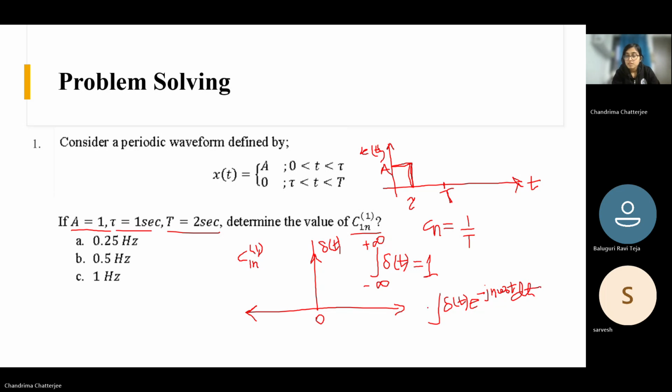Okay. And outside there will be 1 by t, of course. So this will give us 1 by t. So at t equal to 0, this value becomes 1, and delta t has only some amplitude at t equal to 0. So if this is unit impulse, then this gives you 1 by t.